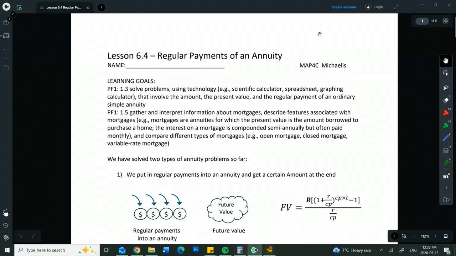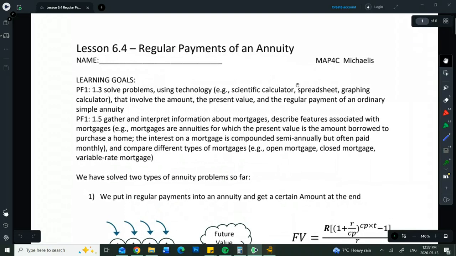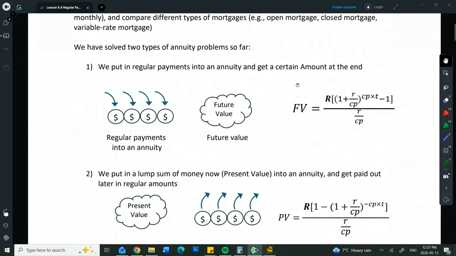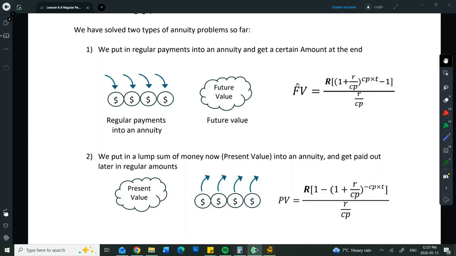So today we're going to talk about our final lesson on annuities. It's basically just rearranging some of the formulas that we've seen before. So just to recap, future value annuities was our first lesson, and present value annuities was our second lesson on annuities.